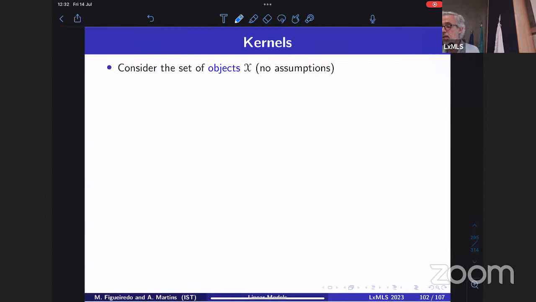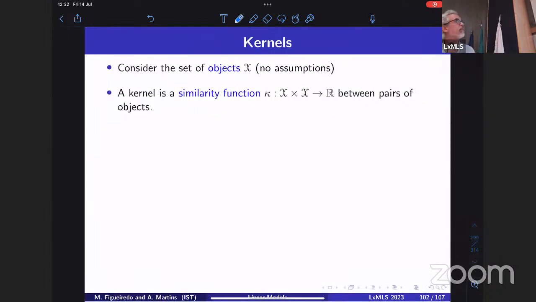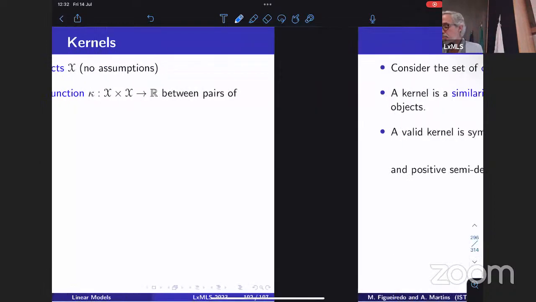And kernels are a class of methods that belongs to this area of similarity-based methods. So it's, again, a very powerful class of methods. Essentially based on something called the kernel, which is a similarity function that takes pairs of objects and produces a real number. And the objects have no assumptions whatsoever. A collection of chairs, if you want. As long as you give me a function to measure how similar two chairs are, I'm in the game.